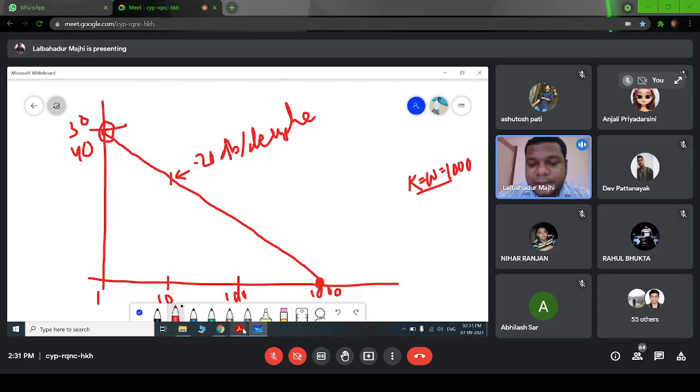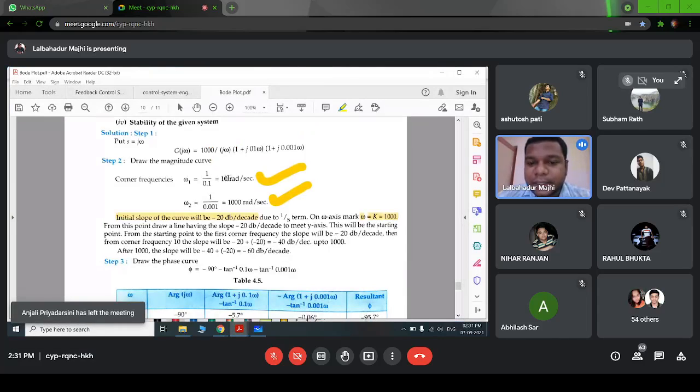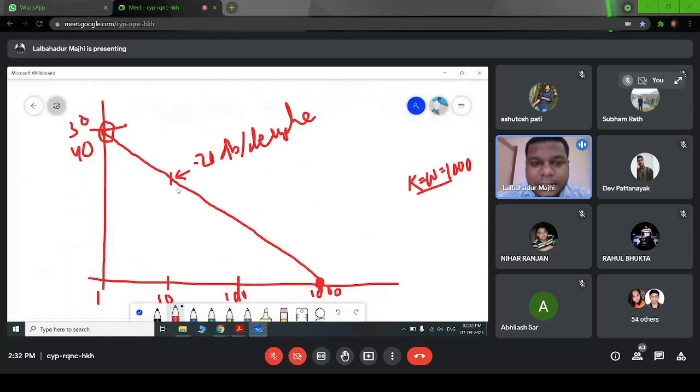So now this corner frequency 10 belongs to a pole, right? Our initial slope was 20 dB per decade, and then there is another pole. So it will be this minus 20 plus this minus 20, so it will be minus 40 dB per decade.